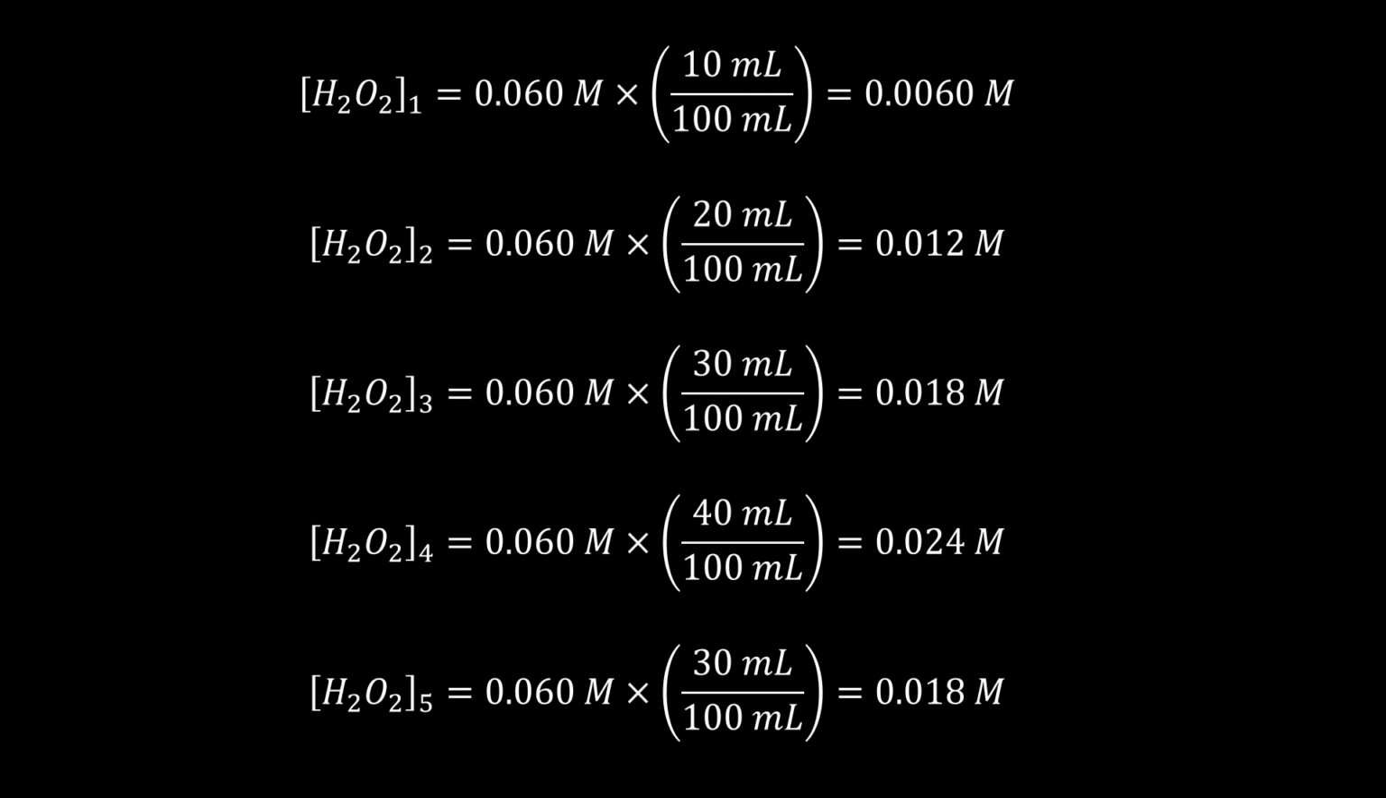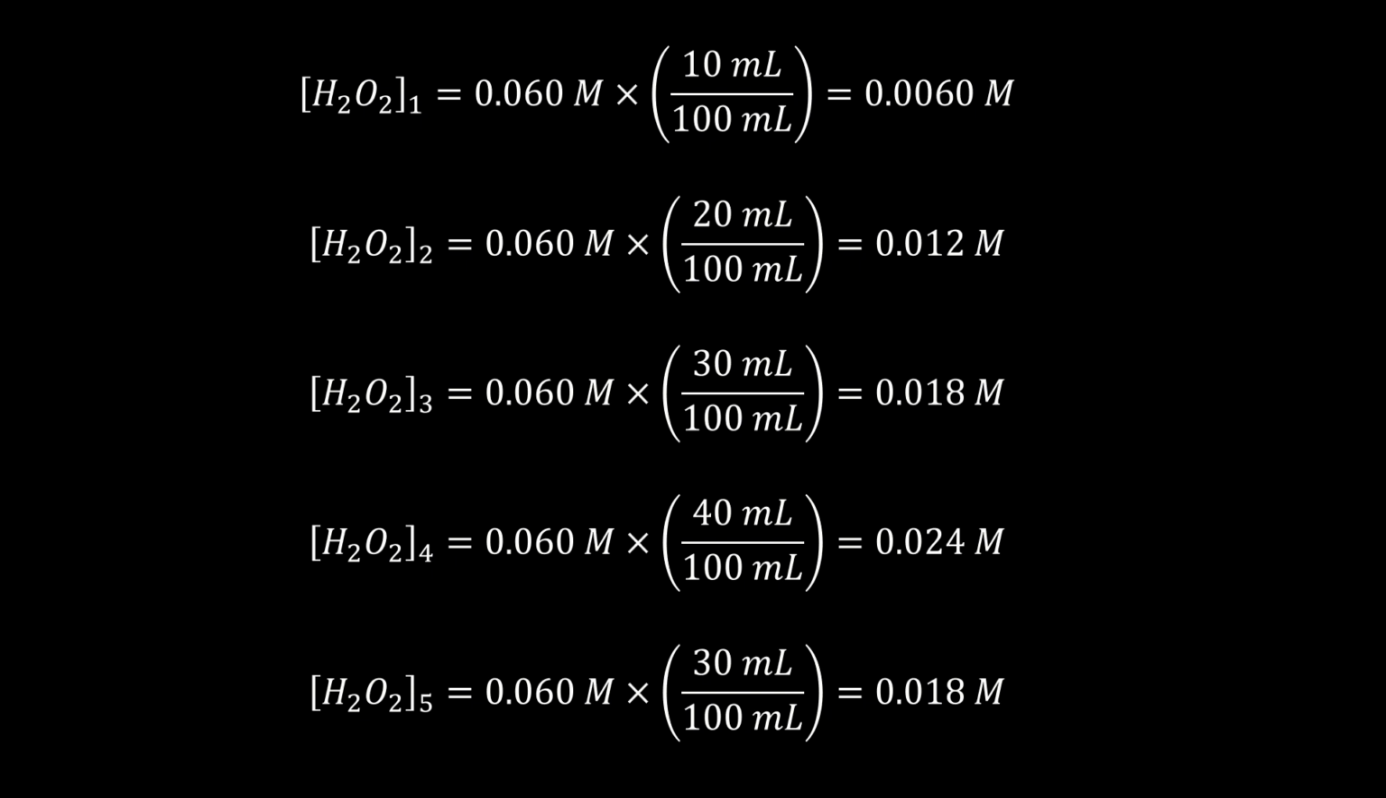So, for example, let's say we want the hydrogen peroxide concentration in trial 1. Well, its stock solution, or its current initial concentration, is 0.06 molar. What we use in that trial is 10 milliliters of hydrogen peroxide, and the total volume of our solution will be 100 milliliters. Since these are both in the same unit, milliliters, we don't actually need to convert them to liters, because those units will cancel out. So 0.06 times 10 over 100 gives us the initial hydrogen peroxide concentration of 0.006 molar.